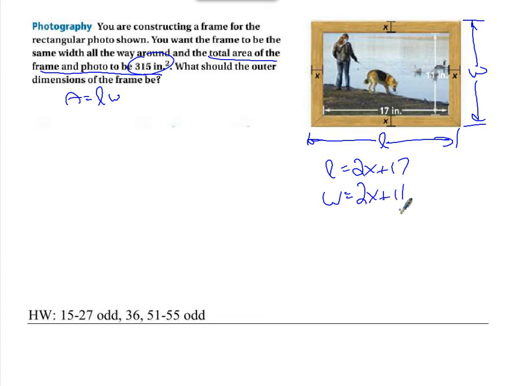2x plus 11. Okay, so now I know that the length is 2x plus 17 and the width is 2x plus 11. And I know that the area is length times width, so I can just multiply those two things together. We have the length, which is 2x plus 17, times the width, which is 2x plus 11. That's the area. But they told me that I want a specific area. What is the area supposed to be? 315. So that's going to equal 315.